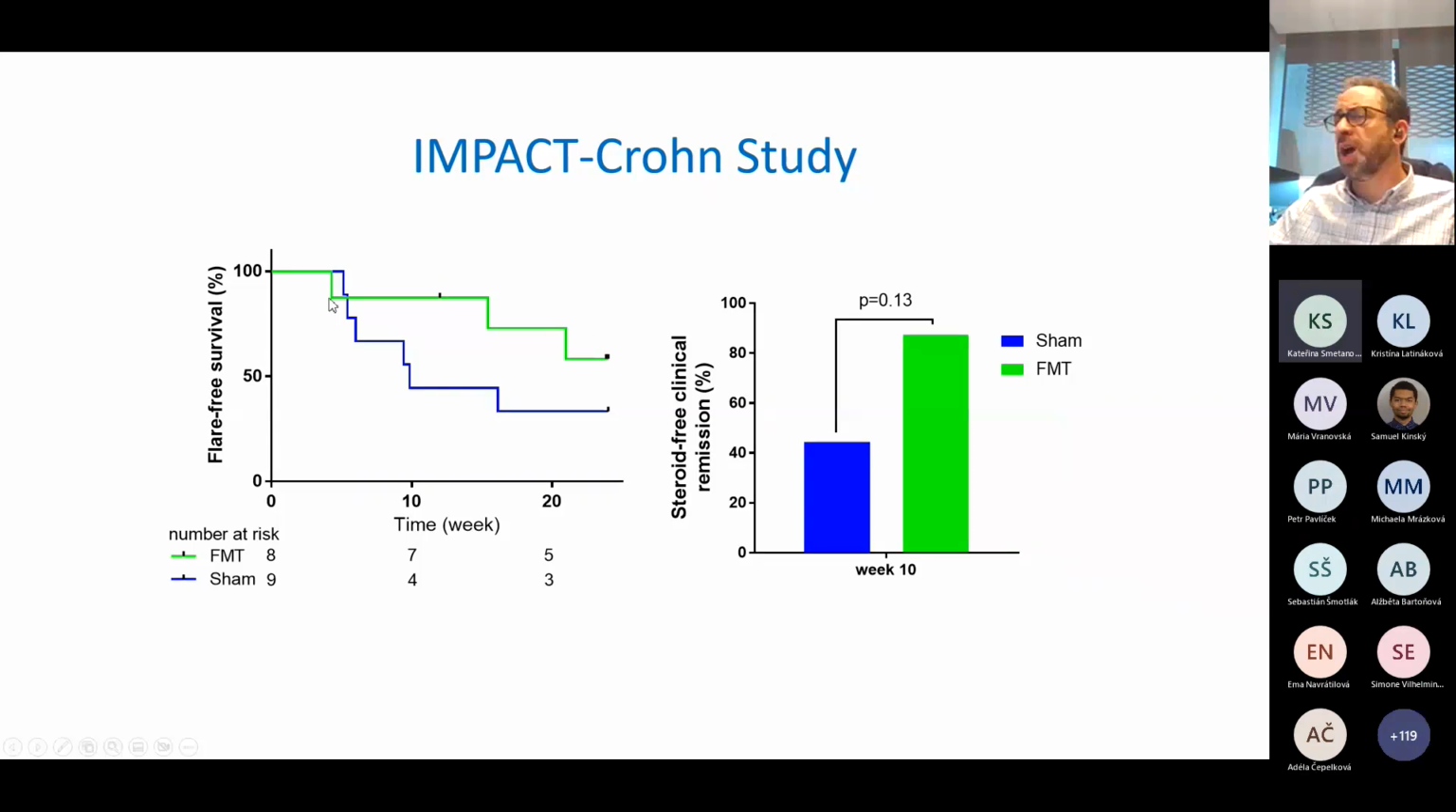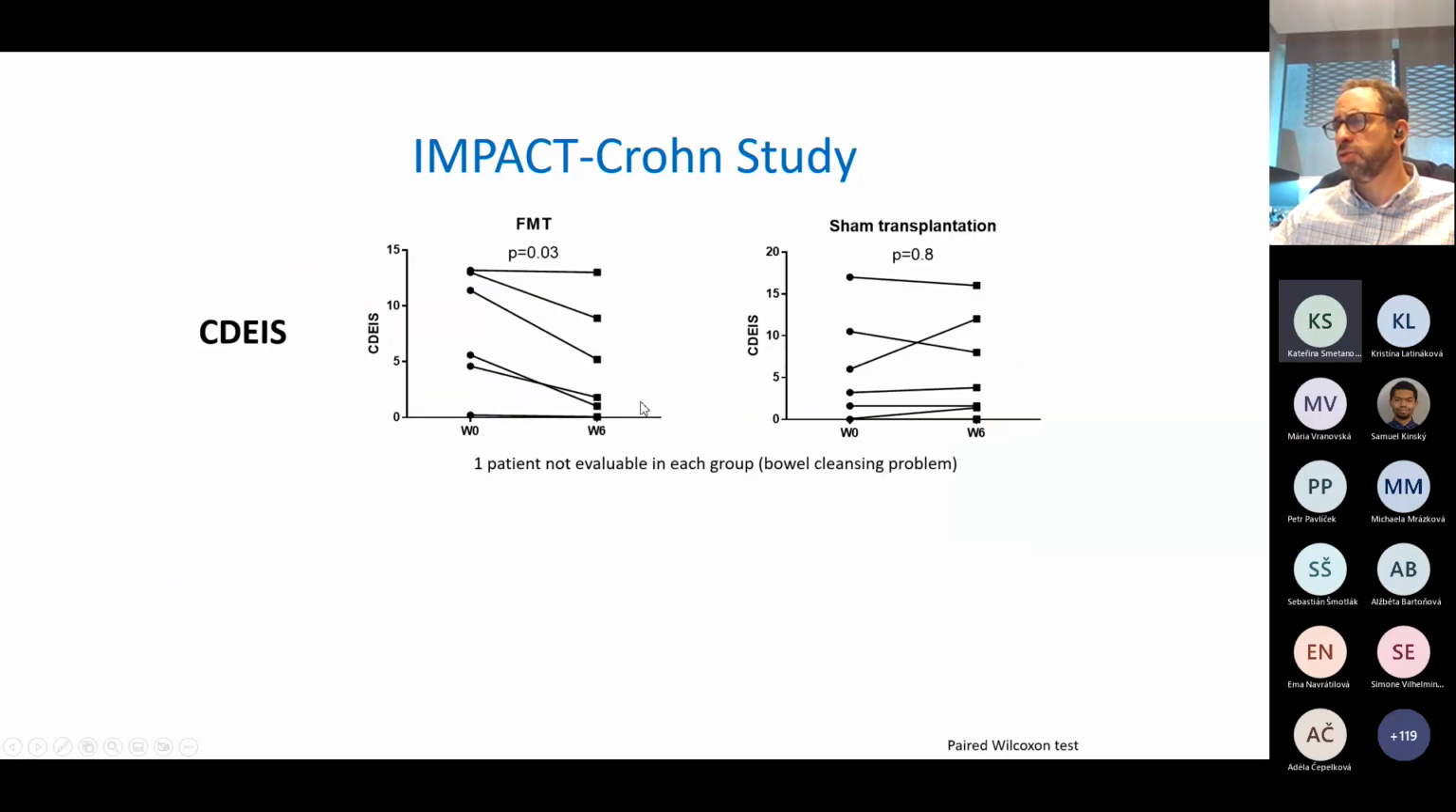So we observed all the patients were in clinical remission at the randomization because it was mandatory to enter the study. And then you can see that patients in the FMT arm have a lower relapse rate compared to the patients in the control arm in blue.